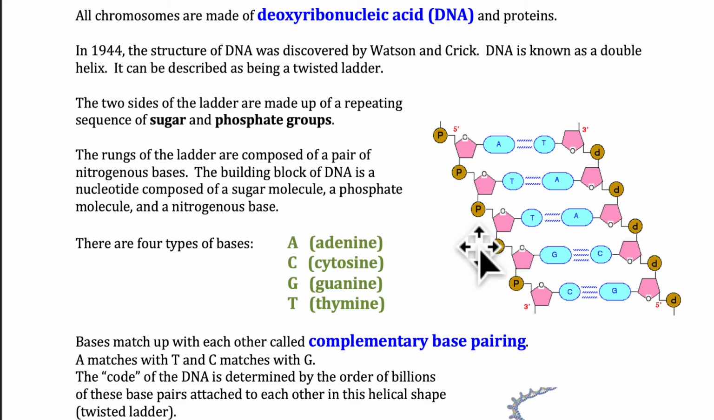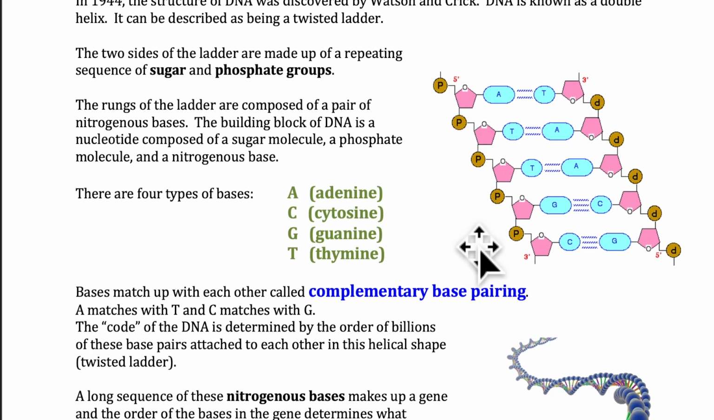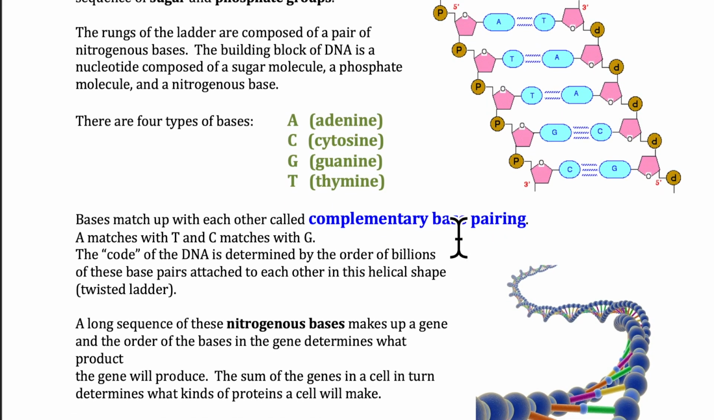There you go. Of course, you'll see on that chart how they have it laid out. They have the phosphate bases and the sugar bases. You can see those on either side. And then you have the A always matches with T. T always matches with A. G only matches with C. C only matches with G. How the bases match up with each other is called complementary base pairing. A matches with T and C matches with G, as I said.